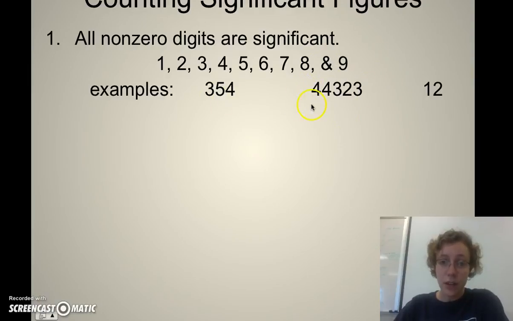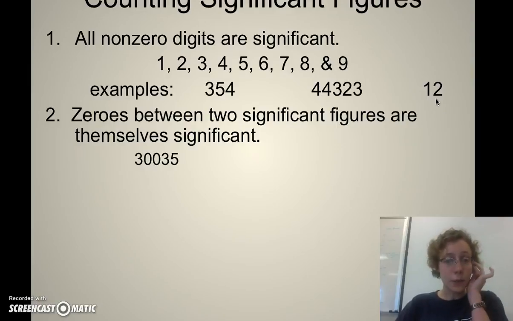This number here, 44,323, these are all non-zero, so 1, 2, 3, 4, 5 digits, they're all significant. And then over here, again, if my mouse doesn't seem to be pointing at the thing that I should be pointing at, it's probably because it disappeared on me. Here, I've got a 1, I've got a 2, 12. Those are 2 significant digits.